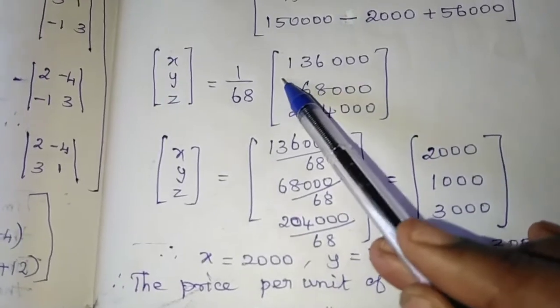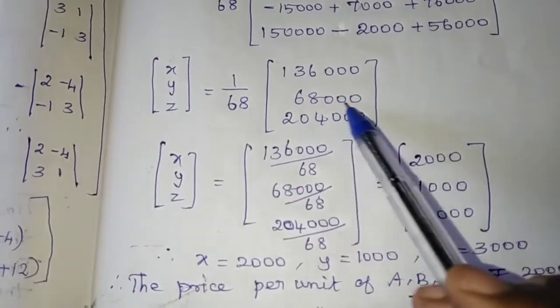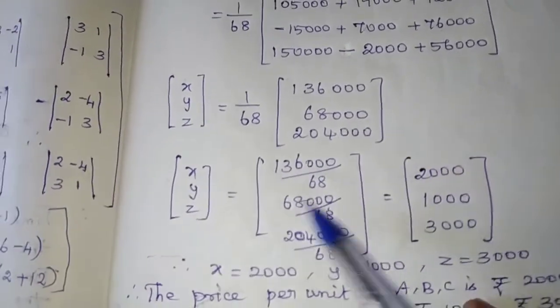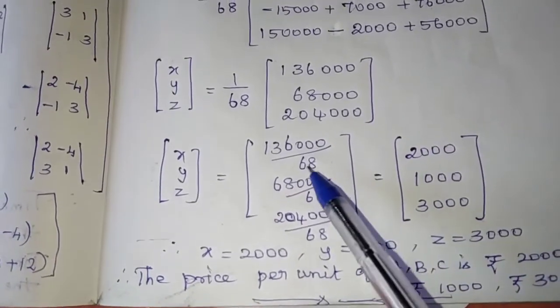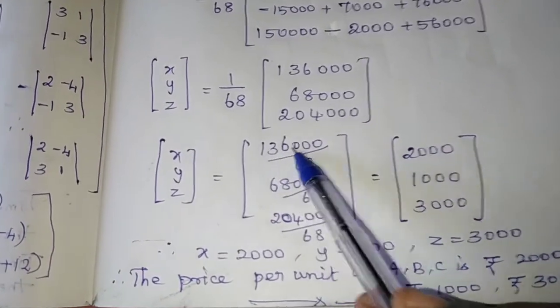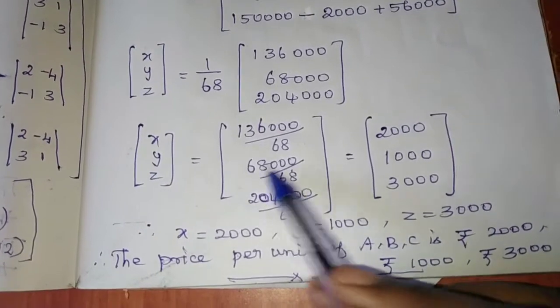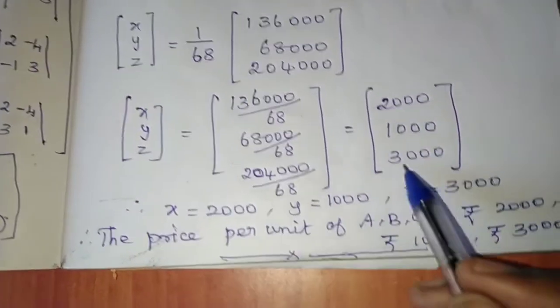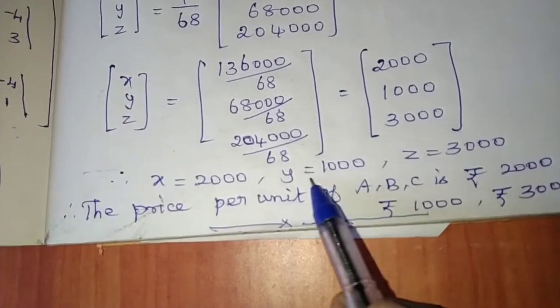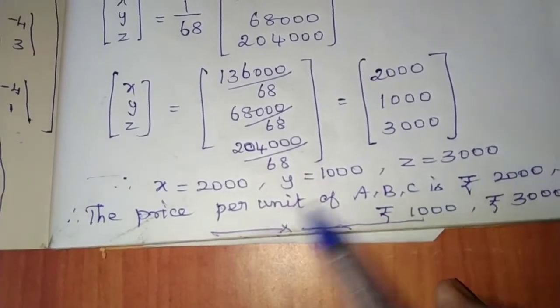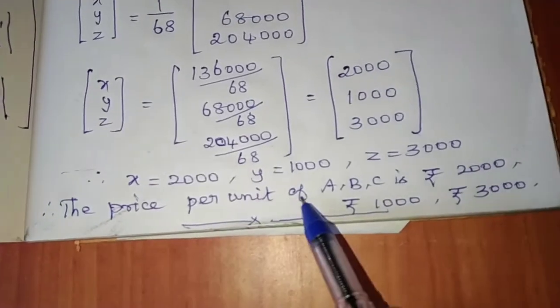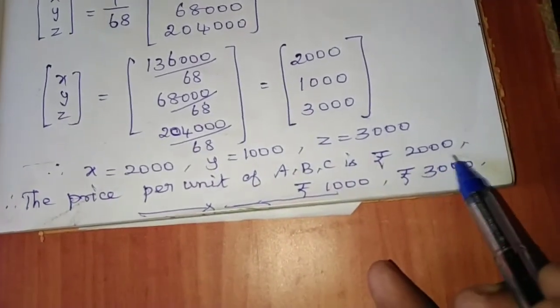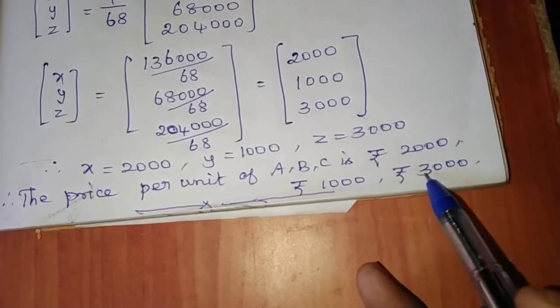Simplify, 1 lakh 36,000, 68,000, 2 lakhs 4,000, divided by 68. 2 times 68 is 136, that is 2,000. 1 time 1,000. 3 times 68 is 204, that is 3,000. So x equal to 2,000, y equal to 1,000, z equal to 3,000. The price per unit of A, B, C is rupees 2,000, rupees 1,000, rupees 3,000.